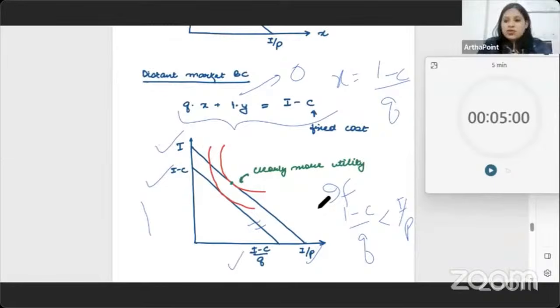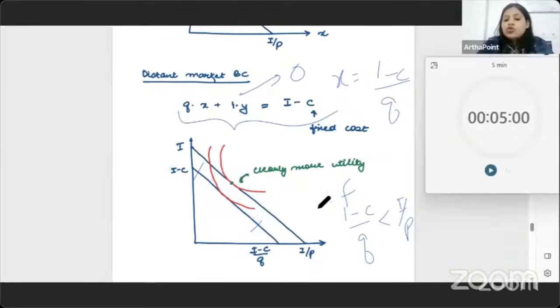So just think about this. If I take any bundle, I will always want to be on the upper budget line. I don't want to be on the internal budget line. Simple revealed preference concept, right? I don't want to be at any point which is inside this budget line. I always want to be on the budget line. So my equilibrium bundles will be different. I will have different equilibrium bundles in the two cases. Is this clear? Okay, beta.